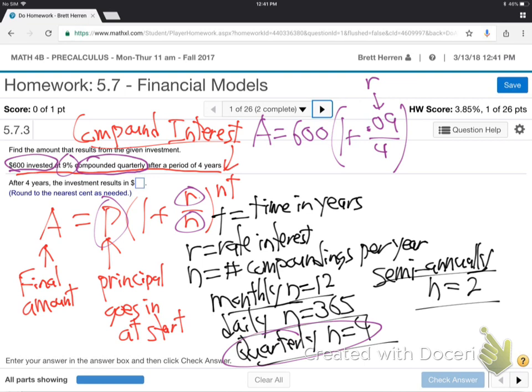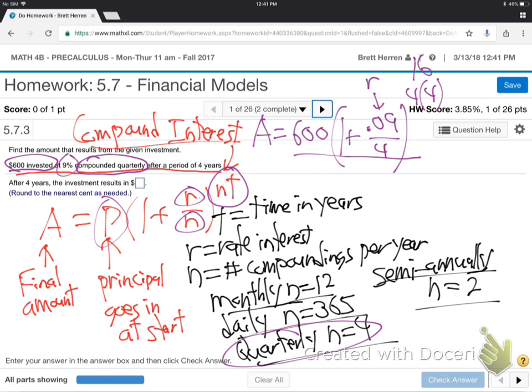And that would be up here. Because in the exponent you do NT, N times T. So that'll be N again. N is used twice. 4 times T is also 4 years. That will be 16 up there, right? 4 times 4. So then you just type it into your calculator from there.